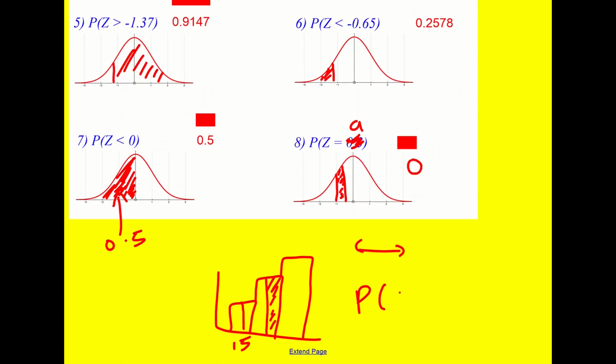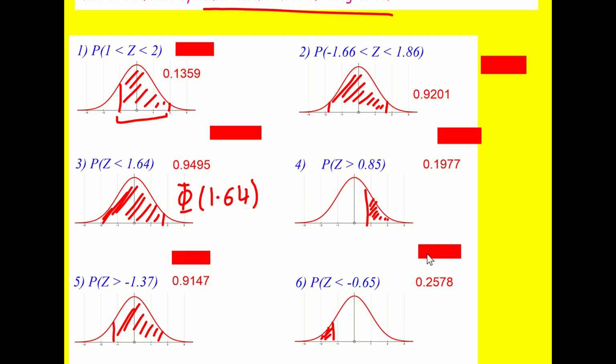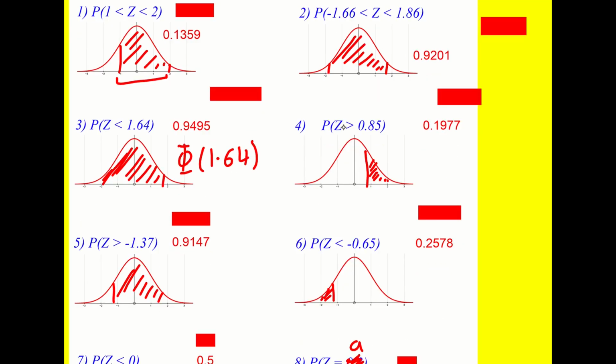The probability that A is less than Z is less than B is the same as the probability that A is less than or equal to Z, less than or equal to B. So for a continuous distribution, we do not have to distinguish between less than and less than or equal to. And that's a nice thing. For binomial, we obviously had to be more careful. I think I had less than for all of these, but I could equally have put an equal sign in and they would have stayed exactly the same.